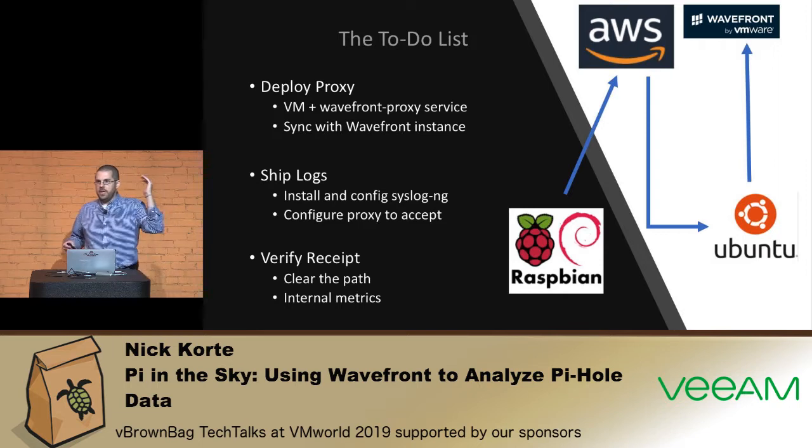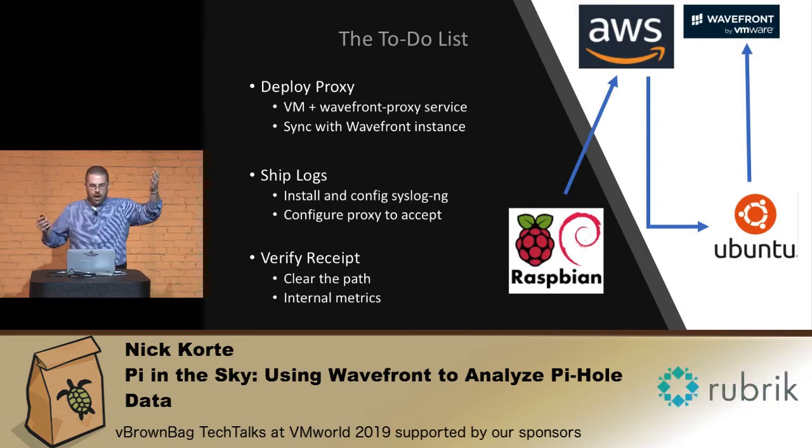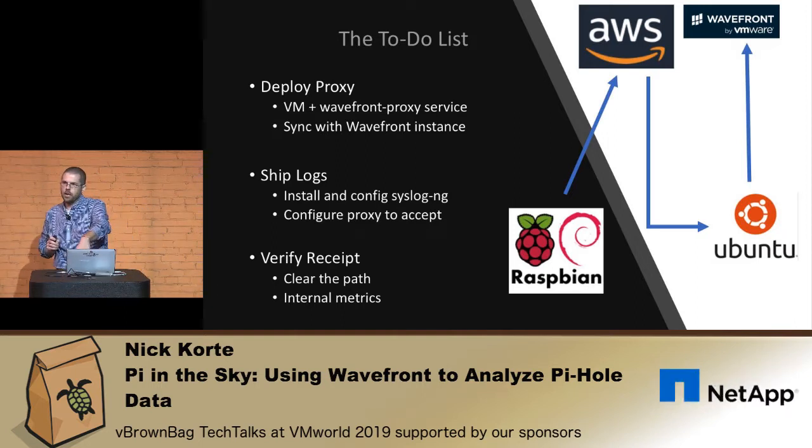And then, how do I even know that the logs are getting there? It's one thing for me to send them somewhere, but if they're not getting there, I don't need metrics because I'm not going to get anything. So I had to make sure the path was clear in terms of AWS networking, the Ubuntu firewall here, the proxy configuration, and that Wavefront was actually seeing it.